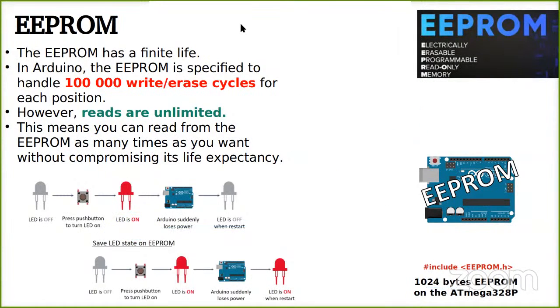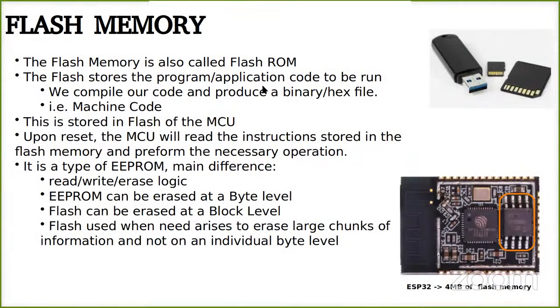But we cannot use this EEPROM for our main code memory, because code memory has to be erased a lot of times. So we do not use the EEPROM. We use something called flash memory, because flash can be erased at a block level. So EEPROM can be accessed byte by byte, while flash can be erased at the entire block level. Flash is used when the need arises to erase large chunks of data, not on an individual byte basis, but on an entire block level.